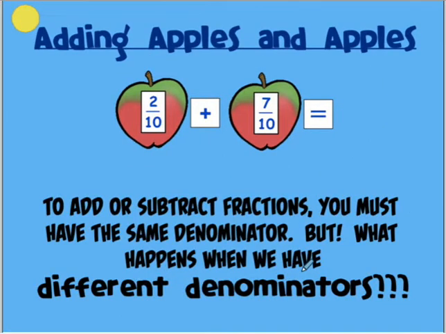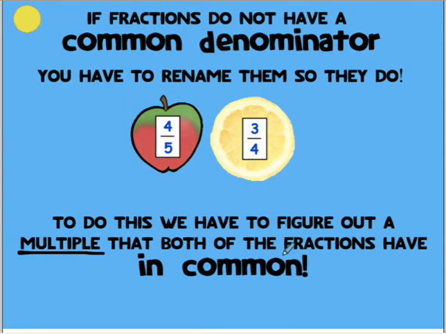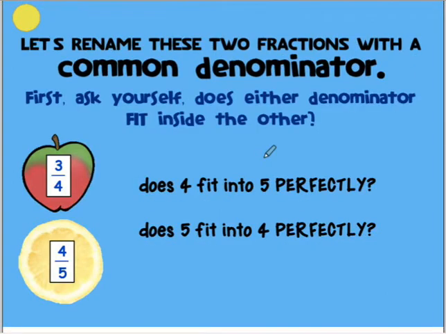Now, when we are adding and subtracting with fractions that have different denominators, we have to give them a common denominator. That means they both need to be the same on the bottom. To do that, we have to figure out what do these fractions have in common. Well, 5 and 4 are different numbers, but what do they have in common? I need to think of a number that they have in common.